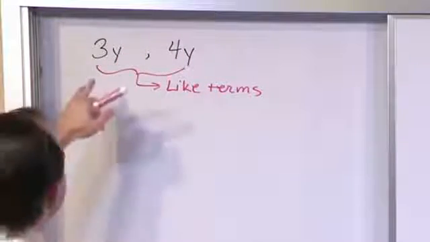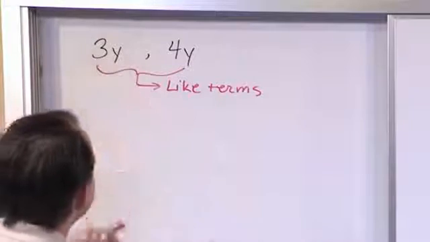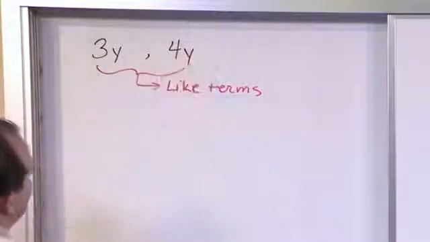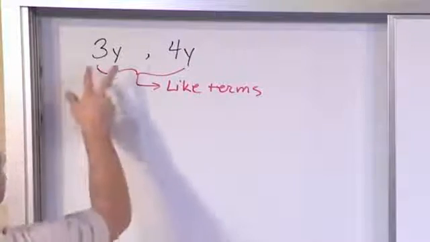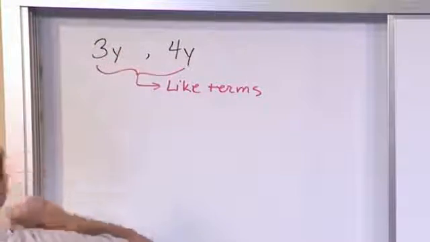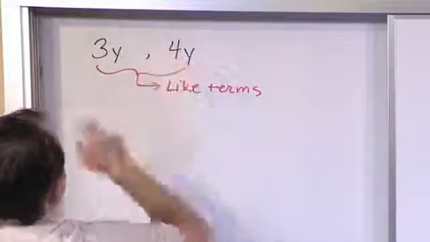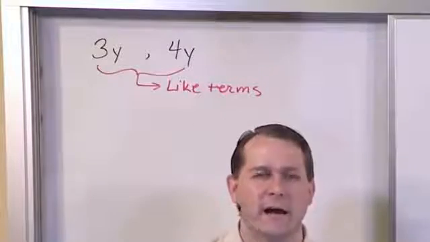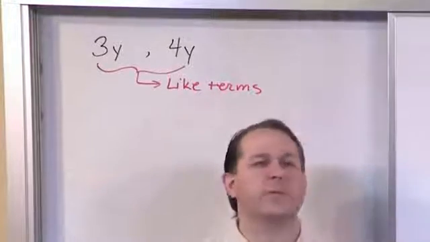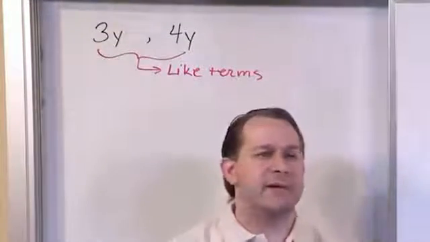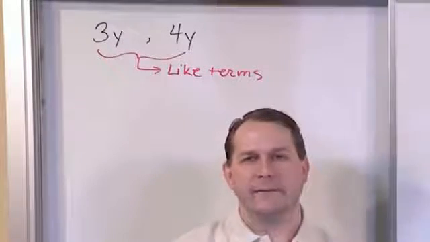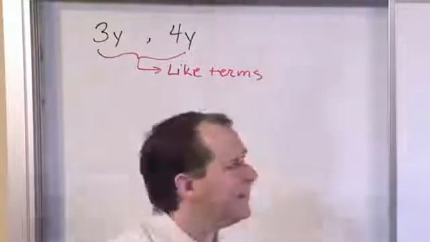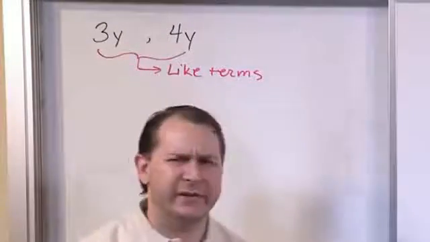So this is 3y, 3 times y, 3 times the value of what y is. And this is 4 times y, 4 times the value of whatever y is. But in both cases, I'm talking about something multiplied by y. So ultimately, I'm dealing with y. I'm not dealing with y squared. I'm not dealing with y cubed. I'm not dealing with y times y cubed or y times y squared. I'm only dealing with y. So these things, even though they have different numbers in the front, are similar.